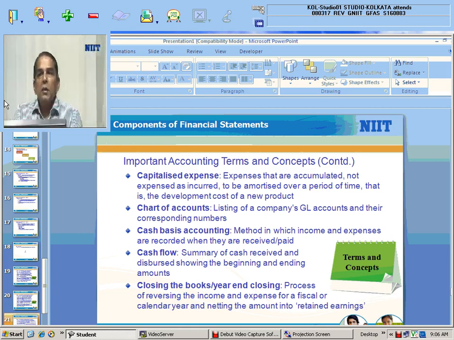Cash basis accounting, you already know it. Under cash basis accounting, income and expenses are recorded when they are received or paid. So when the money is received or paid, only at that point of time will the income and expenses be recorded in the books of accounts. So if somebody sells goods and subsequently receives money after 3 months, then the sales will be recorded at the point of time when the money is received from the buyer, not when the sales are made.